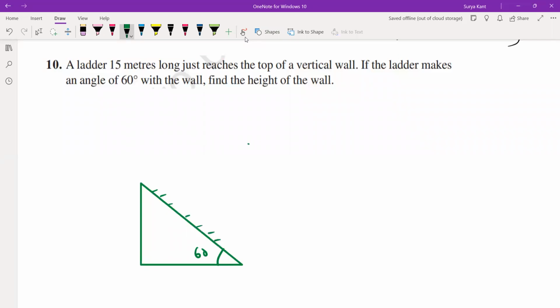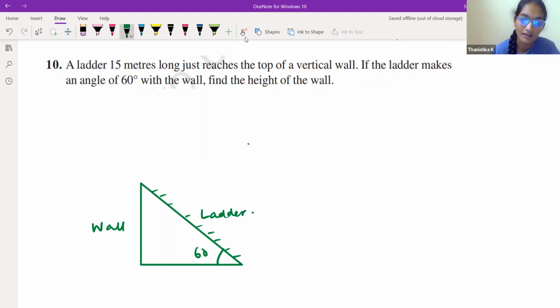Sir, the wall is this one, so the 60 degrees will be at the upper one also. And the wall is here. First, try to understand what is the wall and what is the ladder. This is the wall, this is the ladder. Sir, then 60 degrees is in the wrong place. Isn't it supposed to be at the top of the wall? So it should be up.